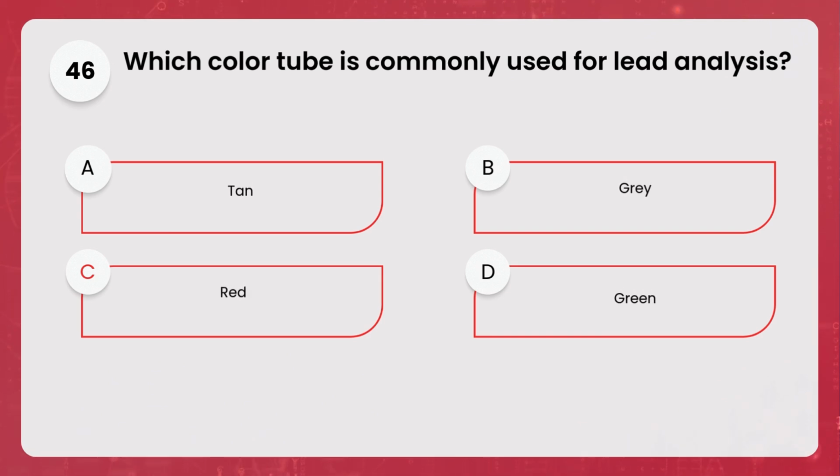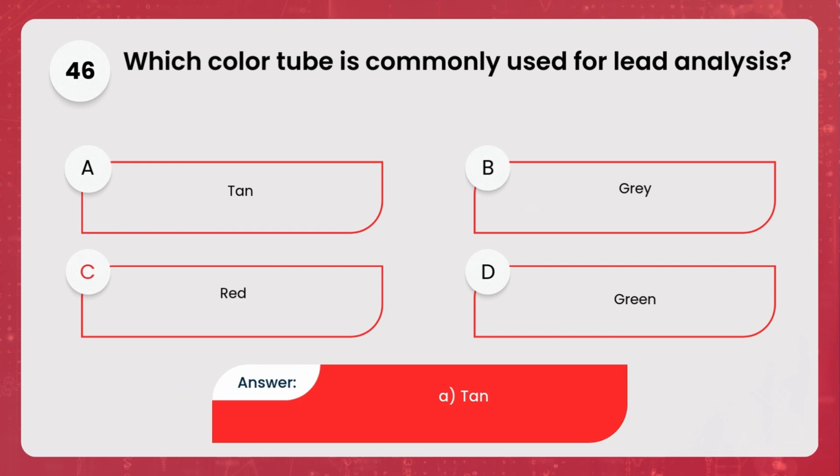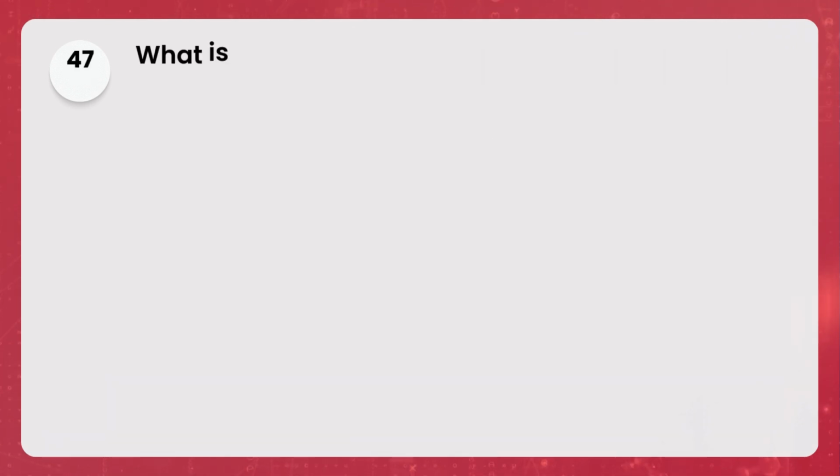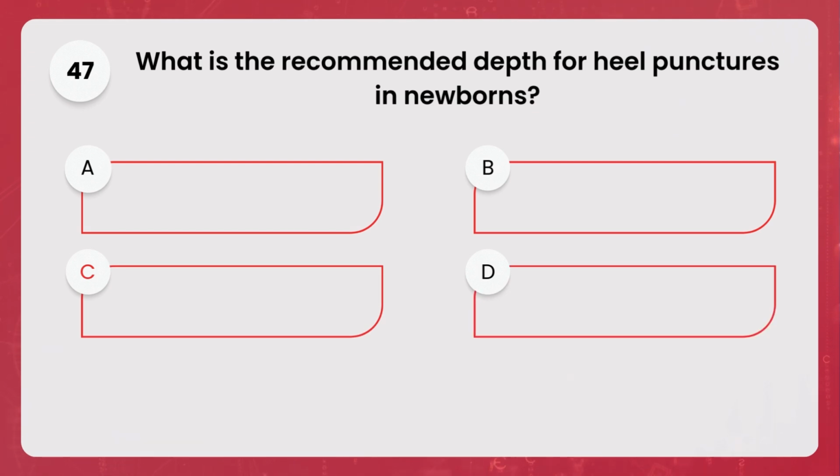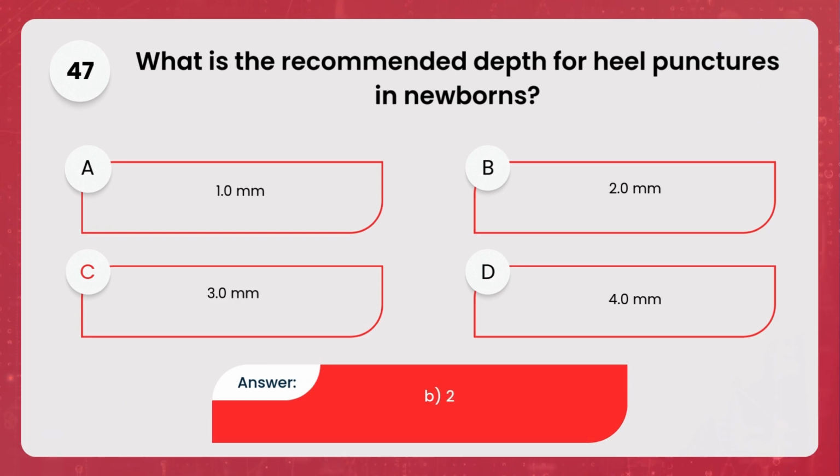Number 46. Which color tube is commonly used for lead analysis? A. Tan. B. Gray. C. Red. Or D. Green. The answer is A. Tan. Number 47. What is the recommended depth for heel puncture in newborns? A. 1.0 millimeters. B. 2.0 millimeters. C. 3.0 millimeters. Or D. 4.0 millimeters. The answer is B.